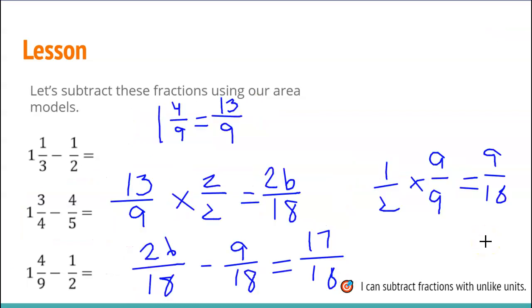All right, so again, I am renaming that 1 4/9. I know it's the same as 13/9 when I rename it by putting both of those units on top of one another. So I have my 13/9 times 2/2. That gives me 26/18 versus 1/2 times 9/9. That gives me 9/18. I finally have these similar units, so I can go ahead and subtract. 26/18 take away 9/18. Well, that's going to give me 17/18.